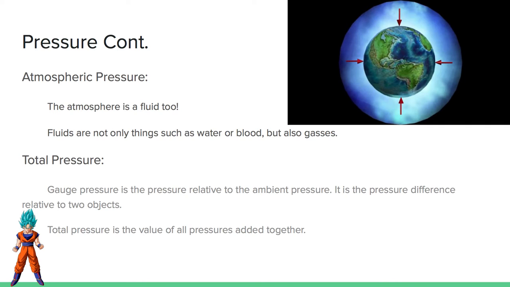Pressure continued. Atmospheric pressure. The atmosphere is a fluid too. Fluids are not only things such as water or blood, but also gases. Total pressure. Gauge pressure is pressure relative to the amount of pressure. It is the pressure difference between two objects relative to each other. Total pressure is the volume of all pressures added together.